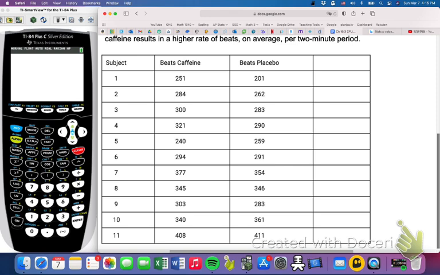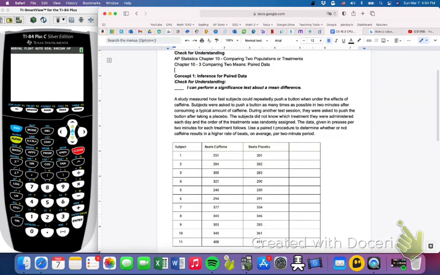So we need to find the difference between the beats with caffeine and the beats with placebo. So, right, this is what we need to do. The difference we need to calculate. That's why there's another column. All right, the difference of caffeine beats minus placebo beats, and then if you do the subtraction accordingly, 251 minus 201, and so that's the new data, right? The difference between caffeine and placebo.